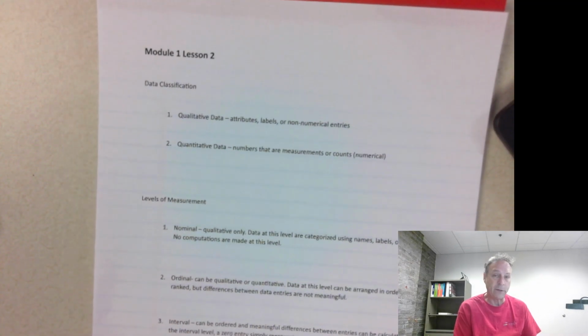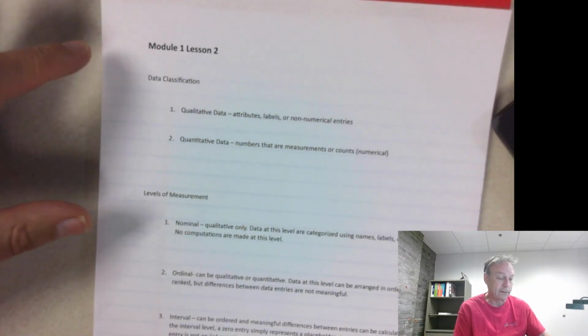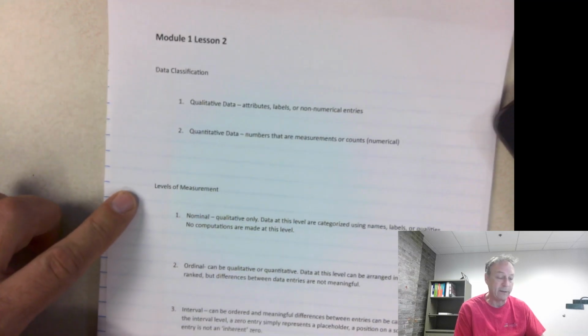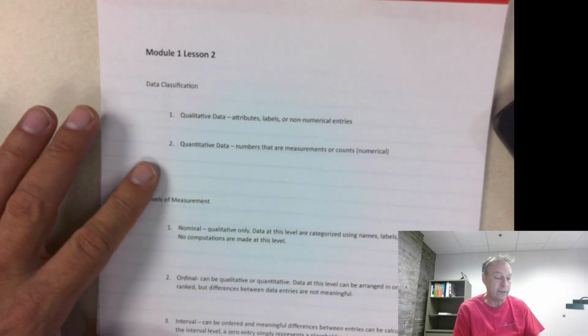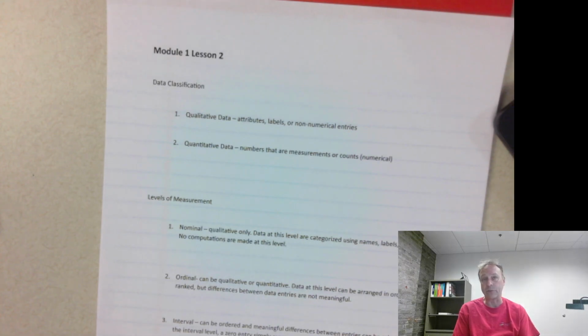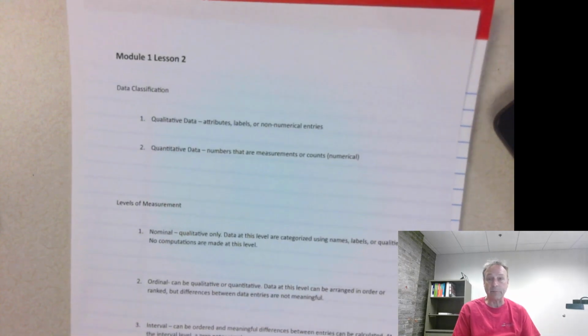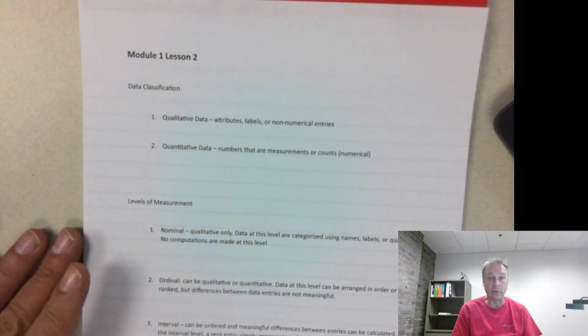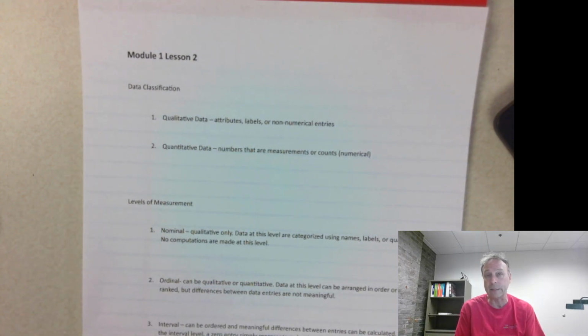All right, so there's two parts to this little lecture: basic classification and then the levels of measurement. So let's start here. The two main types of data are qualitative and quantitative, and you've probably heard that before. Qualitative data is like an attribute or a category, like hair color, or a type of car, like SUV, convertible, sedan.